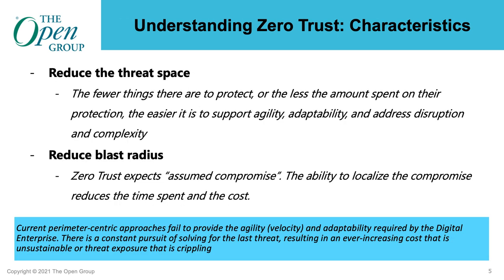Two important characteristics of Zero Trust are reducing the threat space and reducing the blast radius. For threat space, the fewer things there are to protect or the less the amount spent on their protection, the easier it is to support the agility, adaptability, and address disruption and complexity that the business demands. For blast radius, Zero Trust expects assumed compromise or assumed breach. This underlines the ability to localize the compromise and reduce the time spent and cost on each compromise. Current perimeter-centric approaches fail to provide the agility and adaptability required by the digital enterprise.